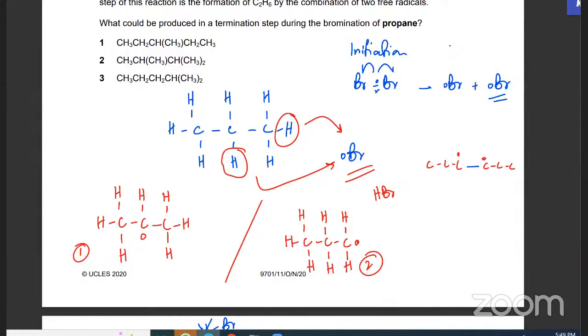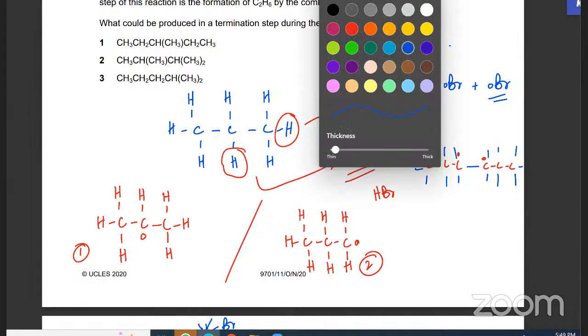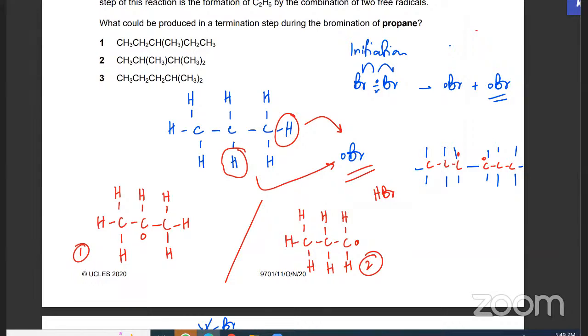So you'll have a molecule where these are all hydrogen atoms, and the middle ones have joined up and completed the missing bond. Is this clear? The result of the termination step. Yes. So what's the other option?